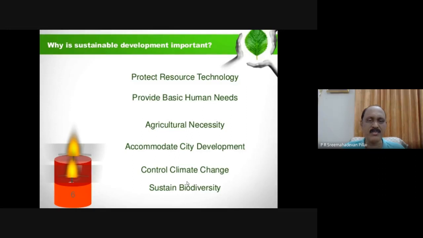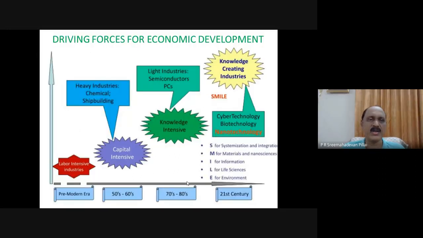Okay. Now come to the next slide. What are the driving forces for economic development? In the pre-modern era, that is before the 1950s, we call it the pre-modern era. In that period, it was labor intensive, manual labor and animal labor. Energy was mostly animal energy. And of course, the work was performed mostly by human beings and animals.